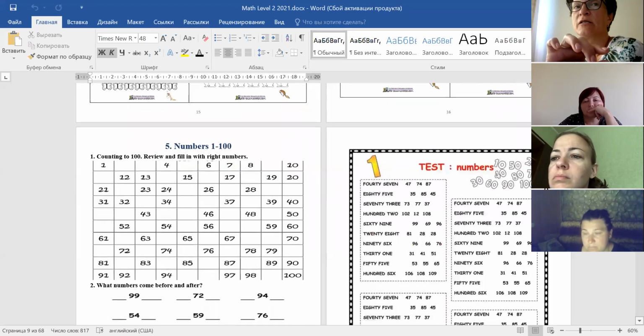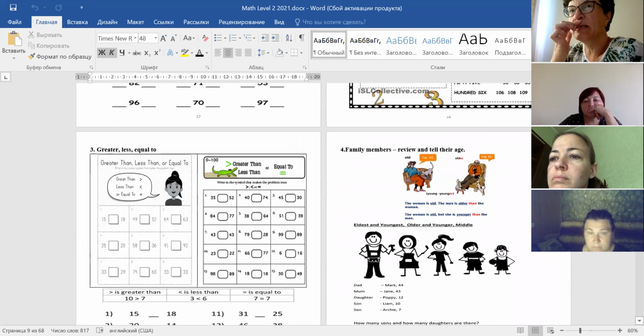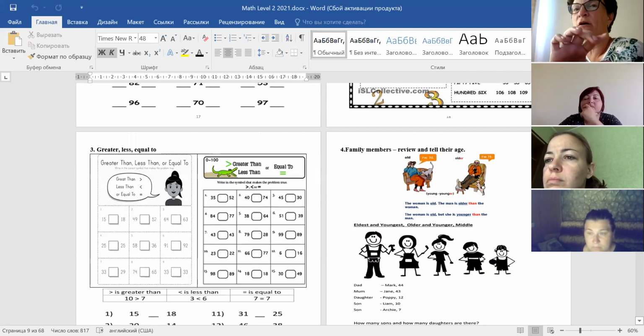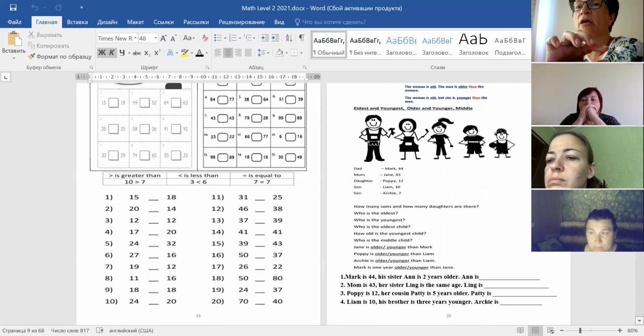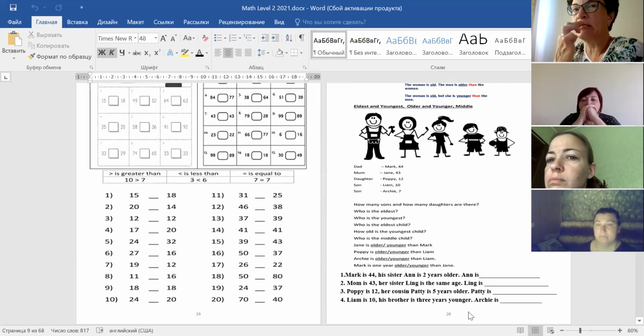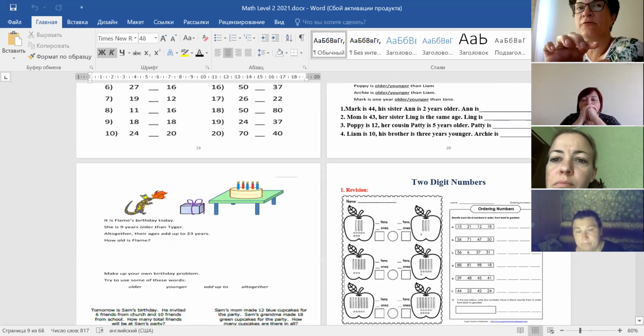Then we do numbers from 1 till 100. And again, greater, less, equal. And I have already put here, just from our books, the tasks, like we review family, and with the family, we review the age, and here we can talk about the youngest, younger than, older than, and we can do simple problems and simple additions. 44 plus 2, they are the same age, younger, and so on. And here are different word problems for counting age.